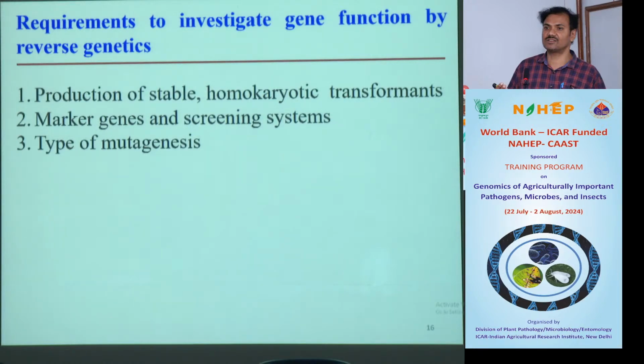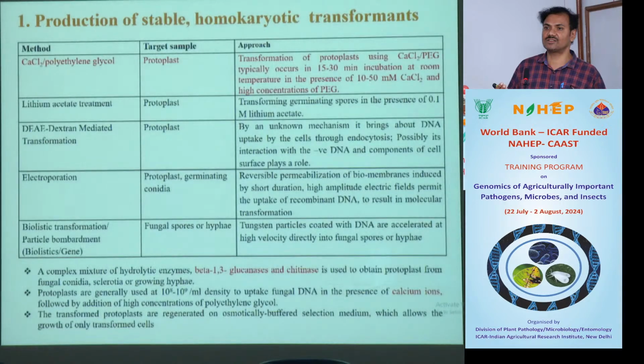The requirements are a better transformation system, because in plants many species are recalcitrant and you cannot develop a transformation system, but fungi are mostly amenable to transformation. You also need a better marker and a mutagenesis technique. Now, what are the various methods available? You can see the methods listed here, but most of them depend on protoplasts. This is one disadvantage, but otherwise it is very easy. But you need a protoplast, and you have to handle it very carefully.